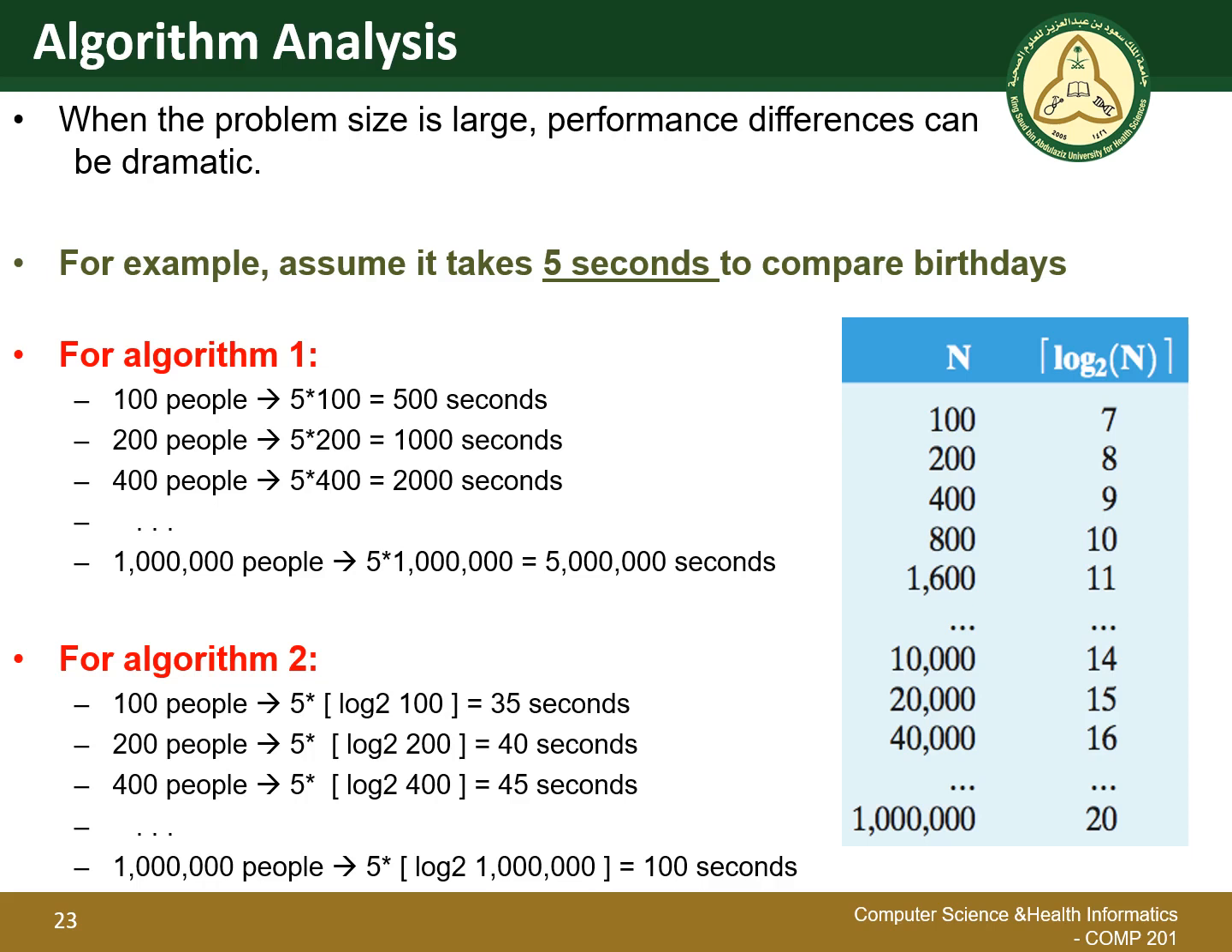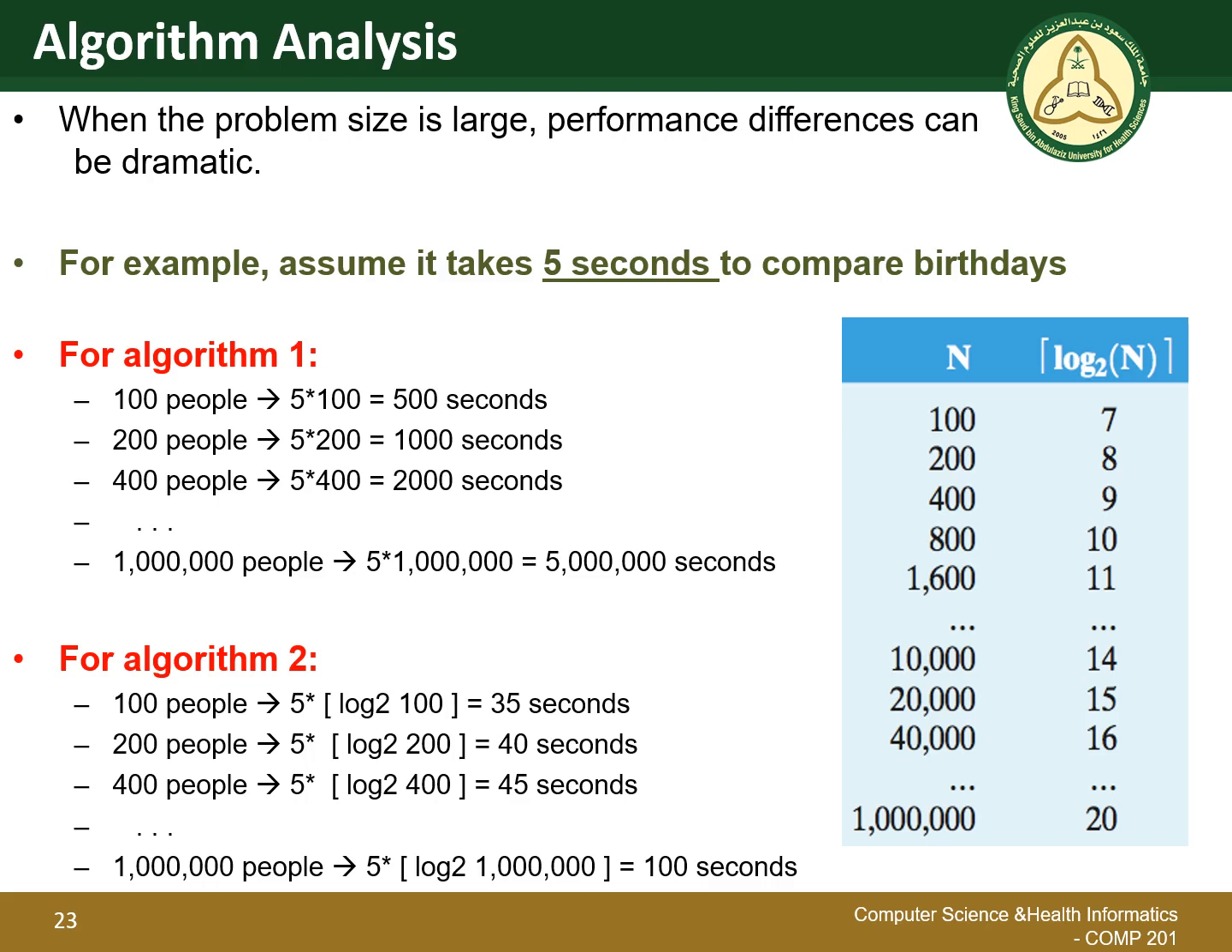So 100 persons means the number of rounds will be log of 100 base 2. No need to calculate it, we will get it from the table. So log 100, the number of people, equals 7. So 7 rounds. Each round costs 1 comparison, and the cost of a comparison is 5. So 5 multiplied by 7 equals 35 seconds and so on.